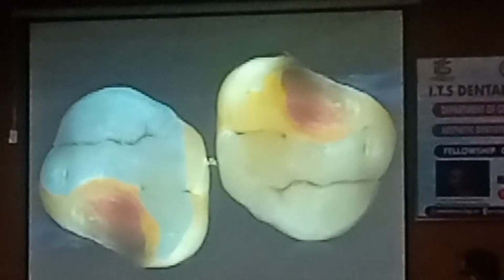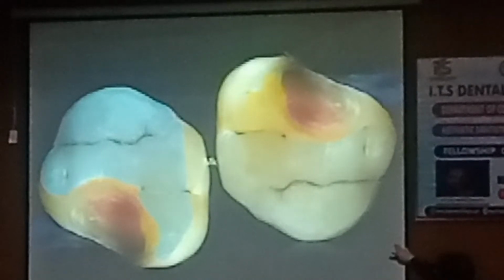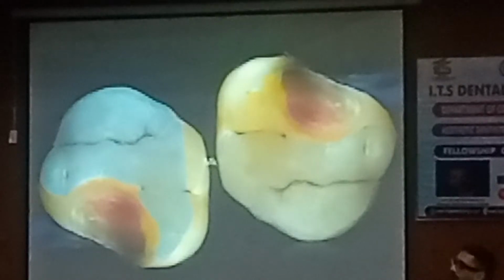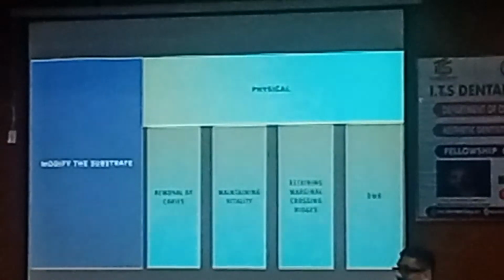You see that after preparation, that entire part of the tooth is completely still not touched. Which means I have enough area for me to save rather than to prepare. So you have to start thinking from this angle. First is physical: removal of caries, maintaining vitality, retaining marginal ridges, crossing ridges. If you have to do a deep margin, you have to do it at this point of time. So we will think of all these things when we are doing the physical alteration of a given tooth structure.